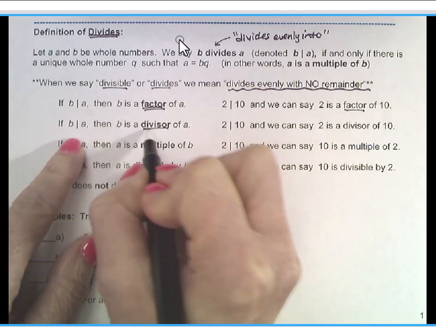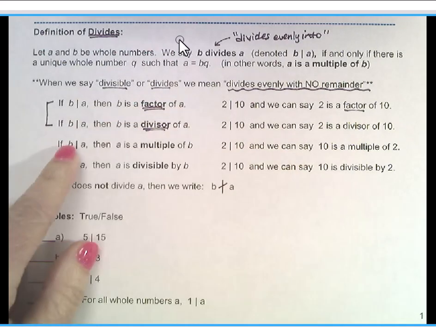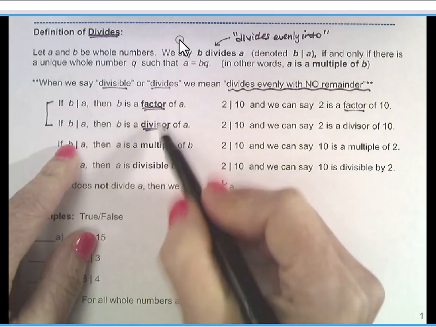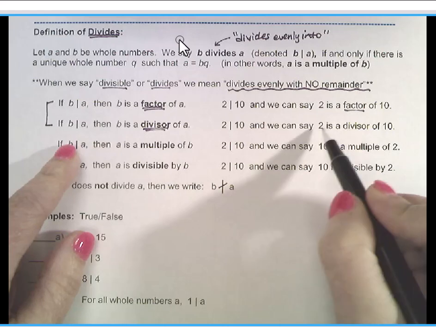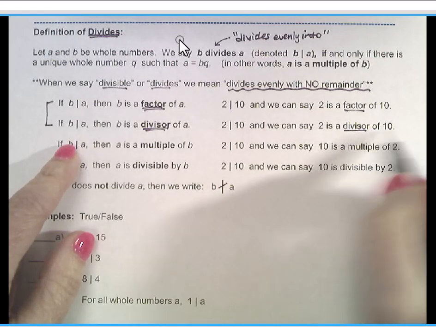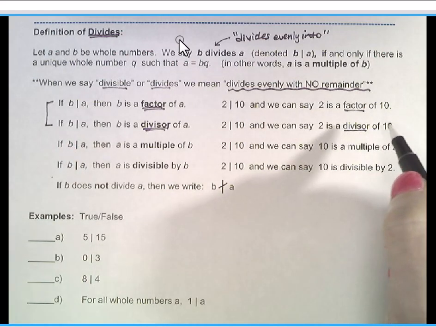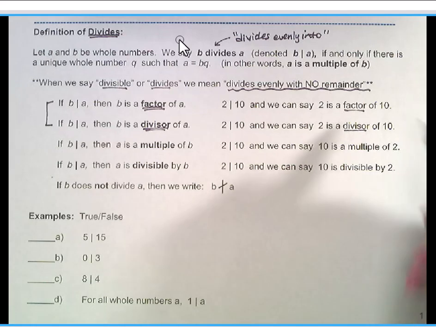Or you can use the word divisor. These two are exactly the same thing. We have a lot of words in math that essentially mean the same thing. Factor and divisor, that's one of those pairs. So if 2 divides 10, we can say that 2 is a divisor of 10. Divisor meaning it's doing the dividing, and it divides evenly.